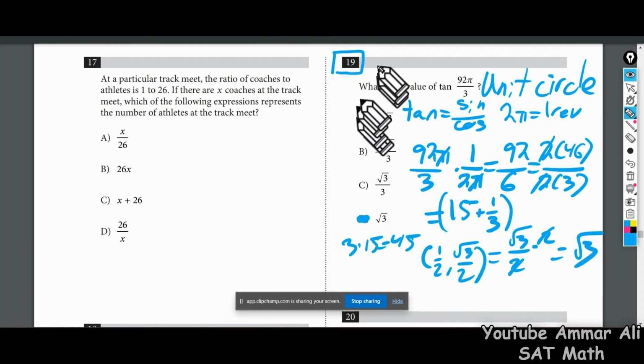And remember, the answer key is wrong on this question. So if you're looking at the answer key and trying to understand it from there, for some reason they just simplified wrong.